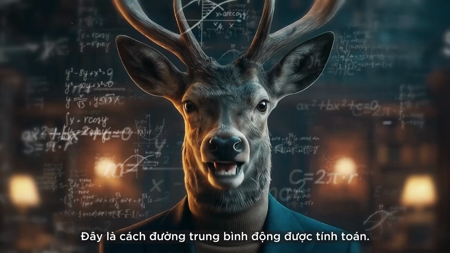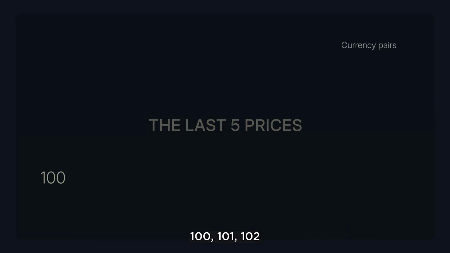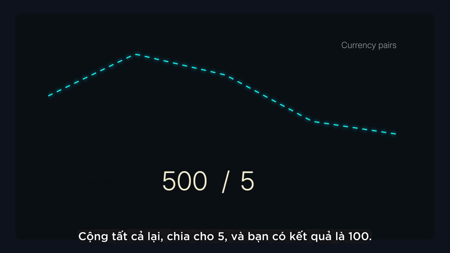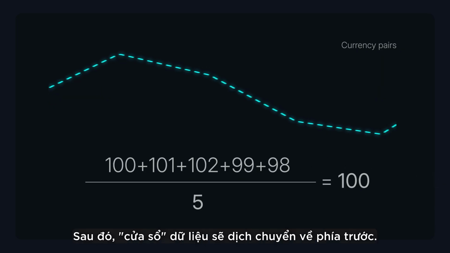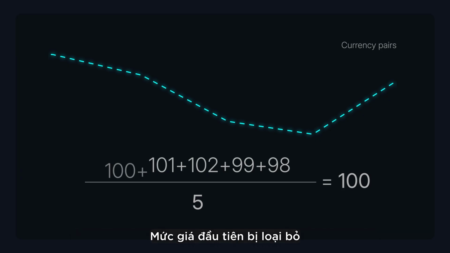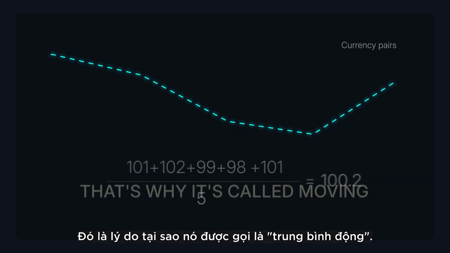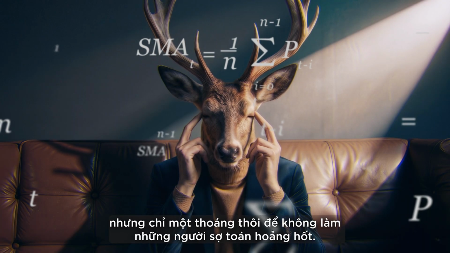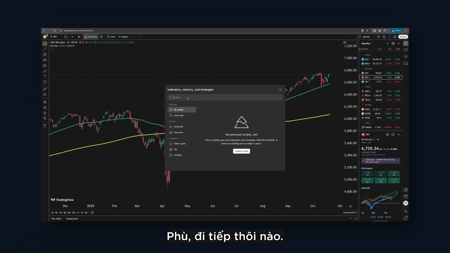Here's how a moving average is calculated. Imagine we have the last 5 prices for a currency pair: 100, 101, 102, 99, and 98. Add them all up, divide by 5, and you get 100. That becomes your current point on the moving average. Then, the window moves forward. The first price drops out, a new one comes in, and we calculate again. That's why it's called moving. The line updates constantly. And now time for the formula, but just for a moment so we don't scare off the maths shy. Phew, let's move on.